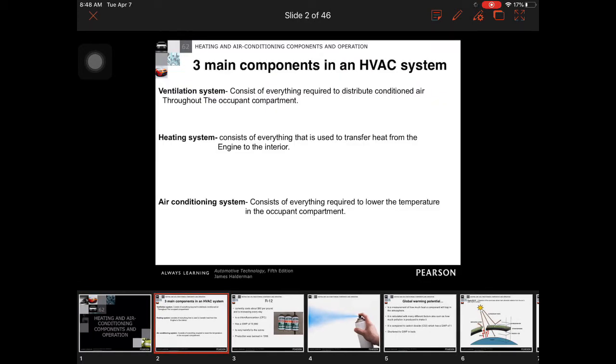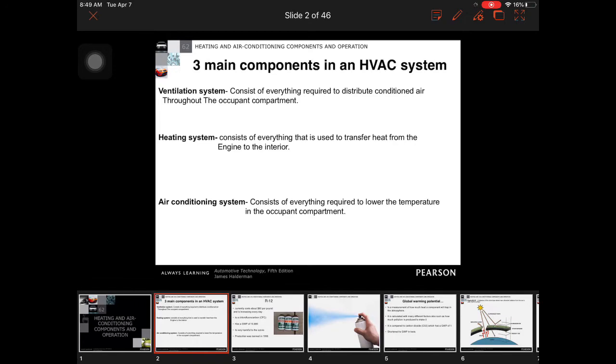Okay, so just a little bit of review. The HVAC system is going to contain really three main components. It's going to be the ventilation system, which consists of everything required to distribute conditioned air throughout the occupant compartment. That we talked about last week.